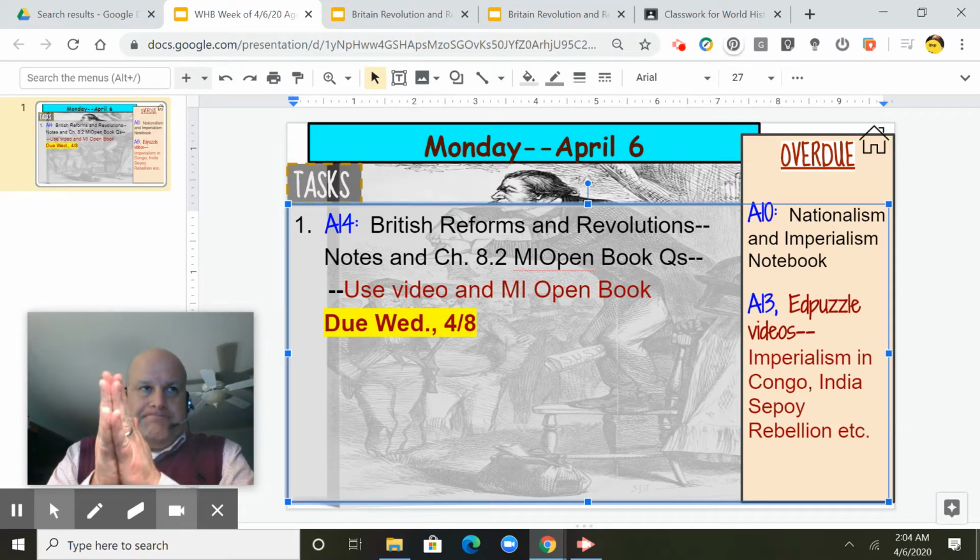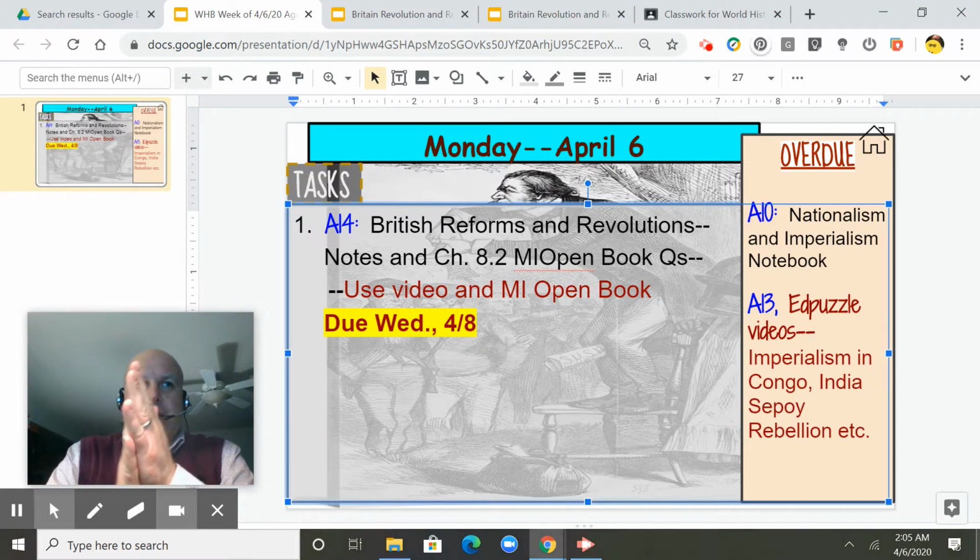Week number 3 of the continuing. And to start out, we're going to move into a new unit after spring break here. We're going to start looking at reforms and revolutions.